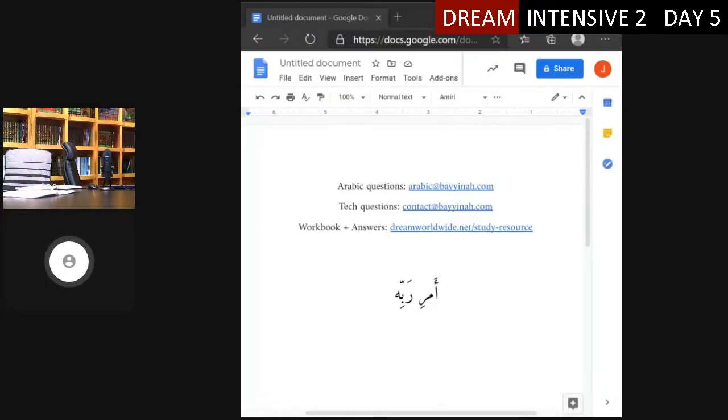The gender of ana will depend on who's using the pronoun, right? If I'm talking and I say ana, I'm a guy, so it will be masculine. If Maryam, for example, is talking and she says ana, then it would be feminine.